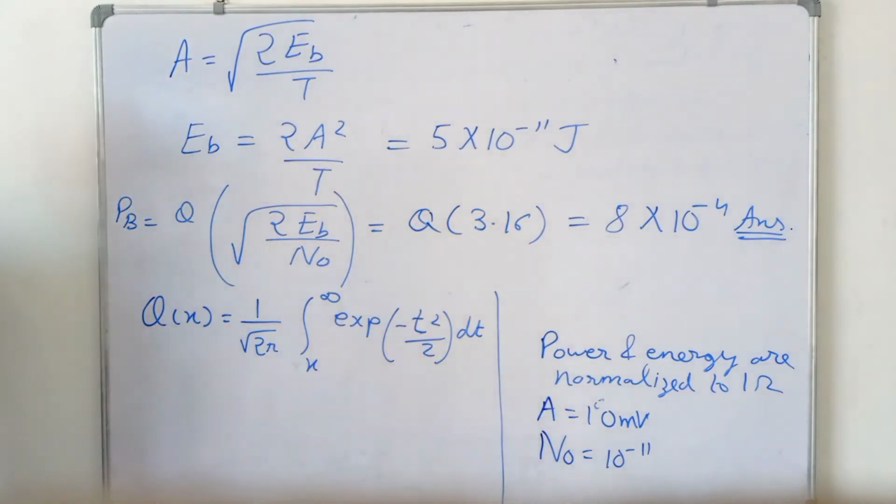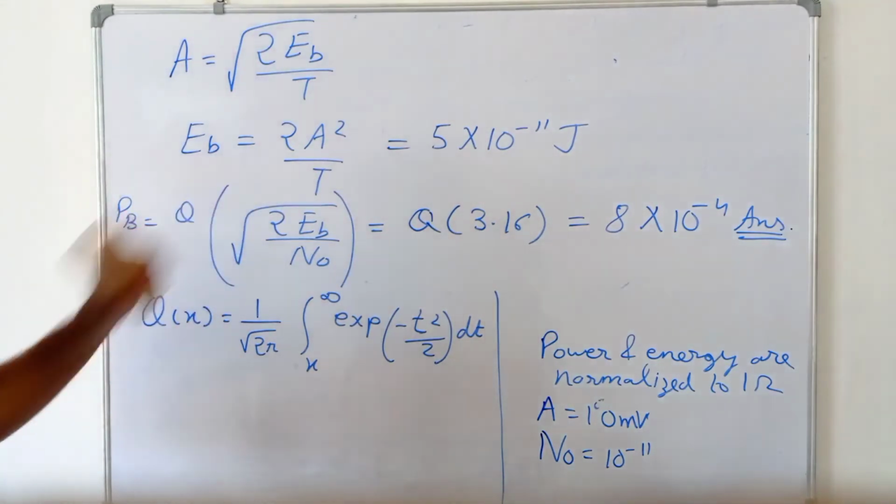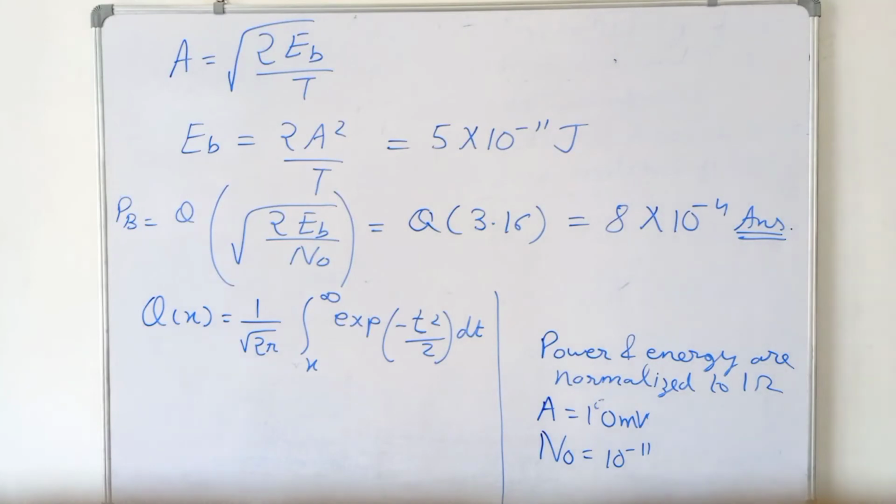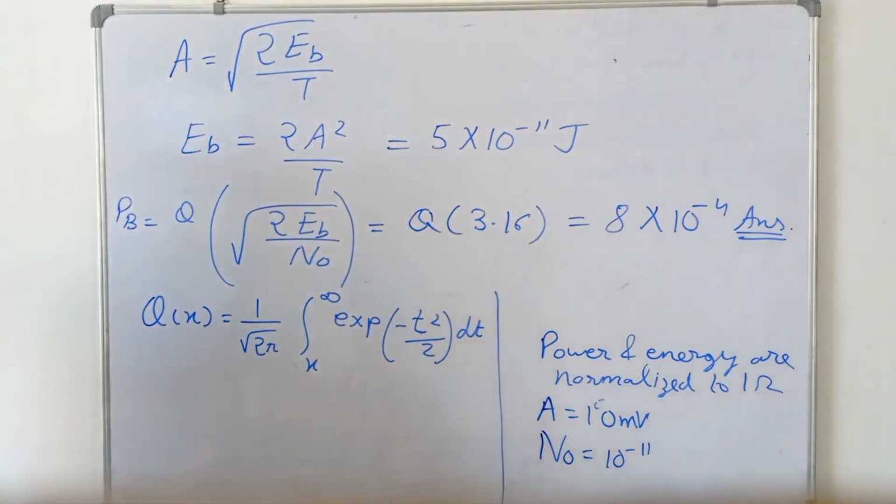Always in BPSK signaling, the power and energy are normalized to a 1 ohm load, and this was for coherent detection, and the time duration T has to be equal to 1 upon the bit rate. The bit rate was given to us as 1 megabit per second, so T was equal to 10 to power minus 6.